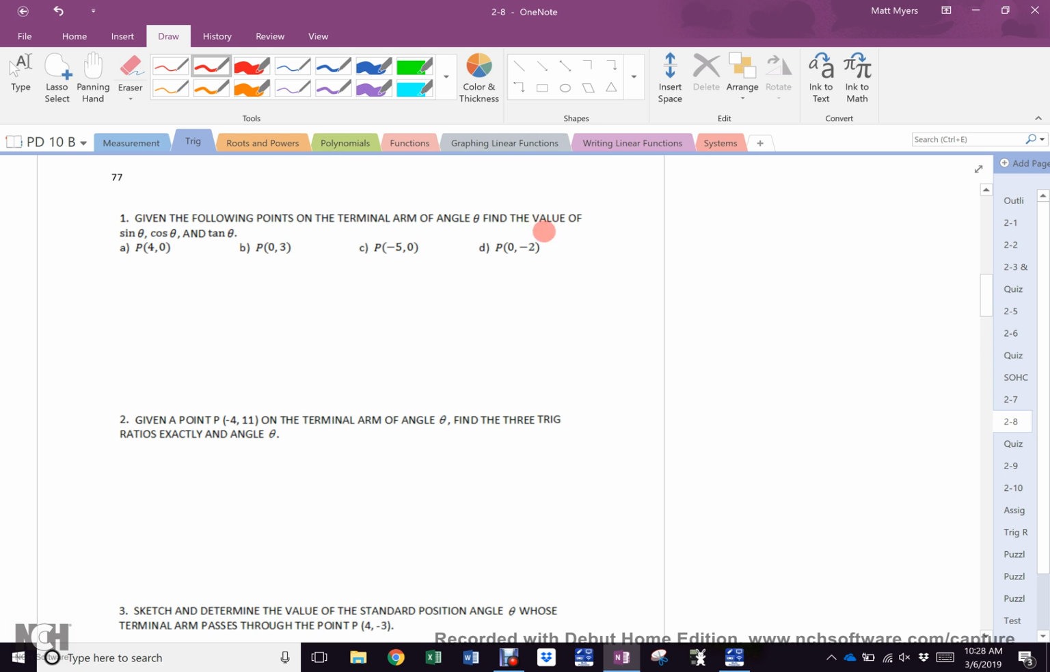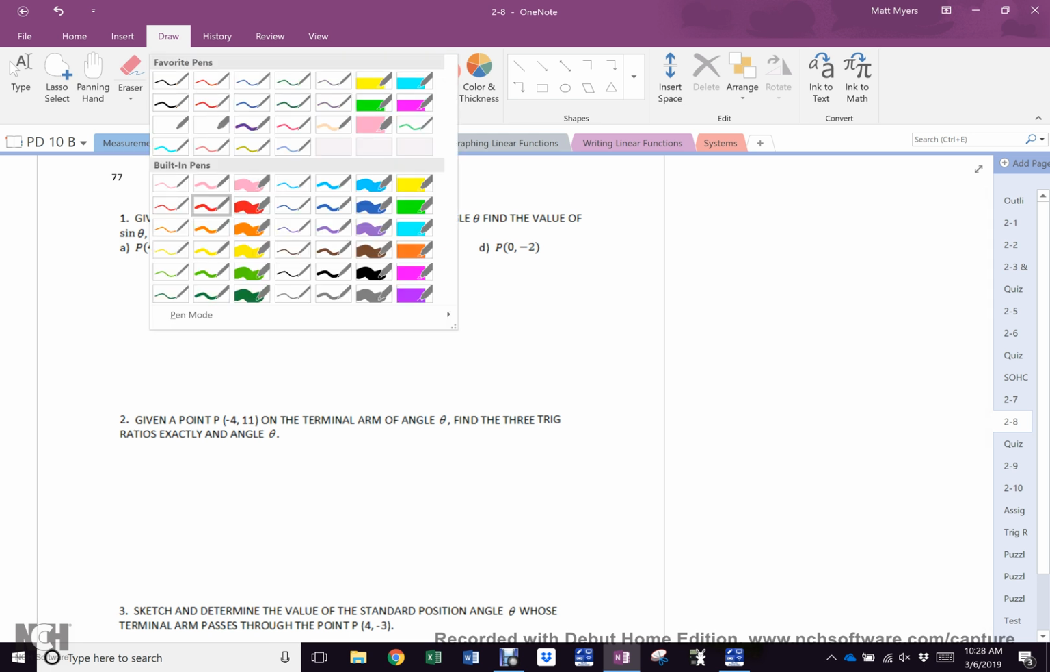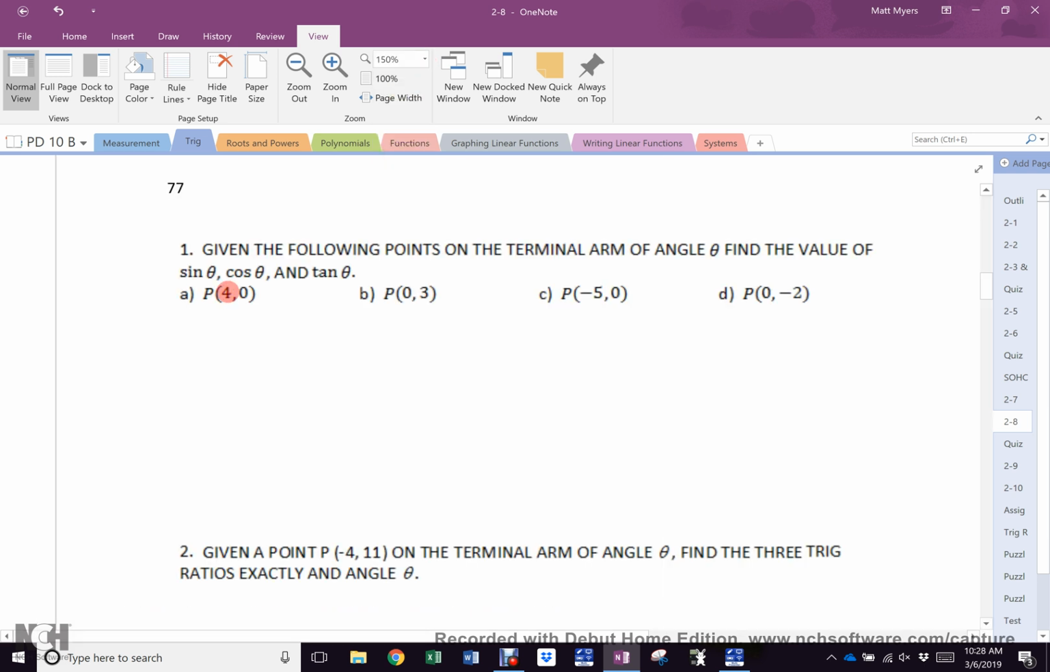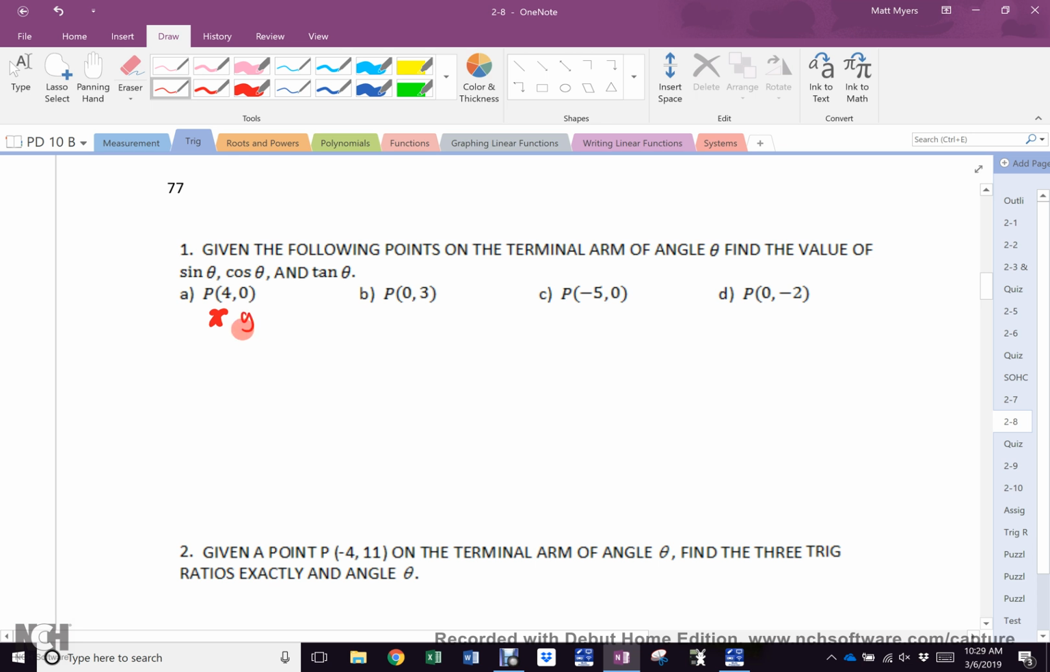Given the following points on a terminal arm, find the value of sine, cos, and tan. Well, what is that for? What is that for? It's an x. What is that? It's a y. So what automatically is sine, cos, and tan? One of those you know right away. What is it? Tan, because tan is y over x. 0 over 4, which is 0. Correct?